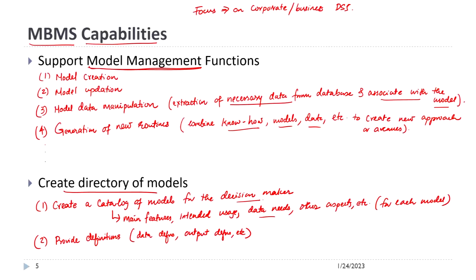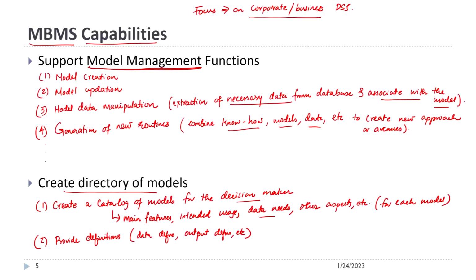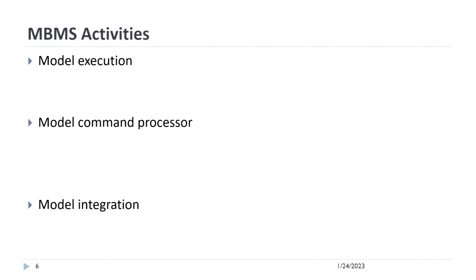The input to that model may say how many fully trained employees there are and what their hourly productivity rate is, how many untrained employees there are and what their hourly productivity rate is, etc. So, we would know the specific data requirements or data definitions associated with that particular model. Broadly, these are the two major capabilities we look into from a corporate or business decision standpoint.